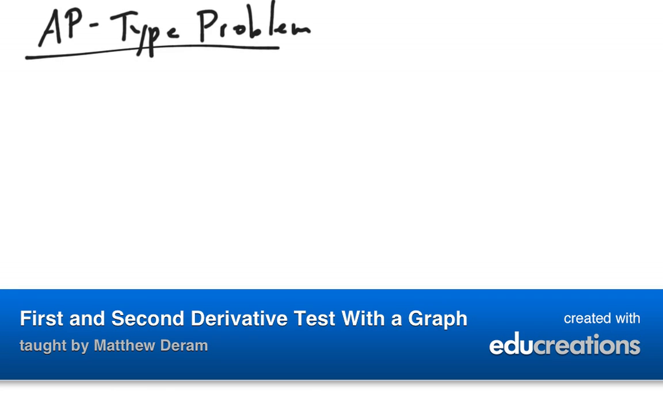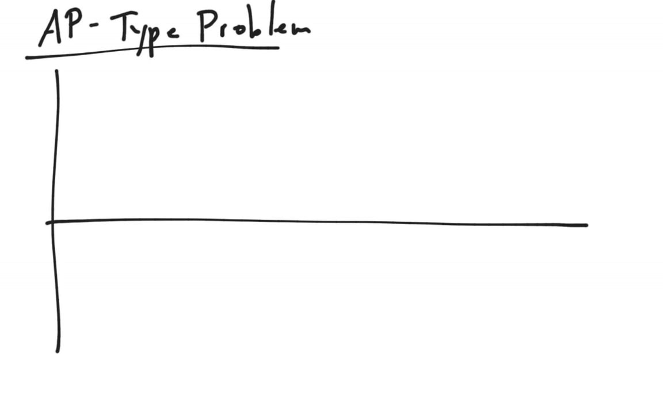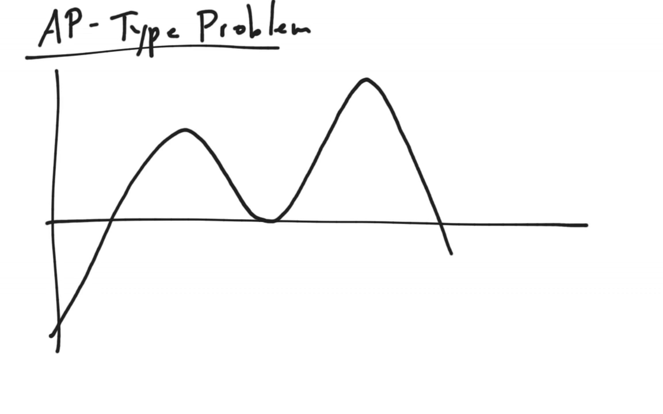This video is going to be about an AP type problem that has to do with finding relative extrema and points of inflection. And it's going to be pretty conceptual, but oftentimes these are the types of questions that show up and are asked because they're trying to get at, do you understand the concept? So we're going to start off with a graph, and the graph is just going to be of a function that looks like this. We don't know what the function is, but we know it looks like this.